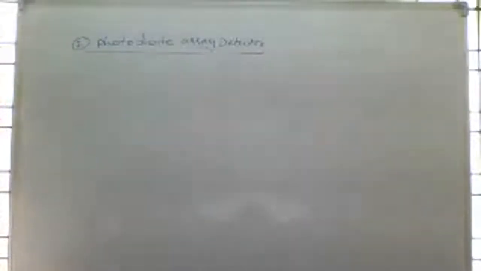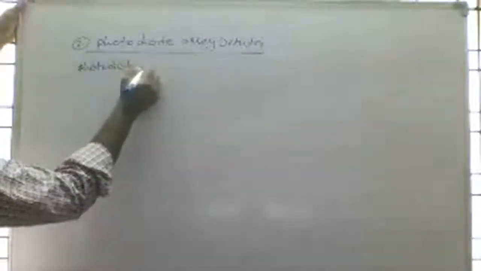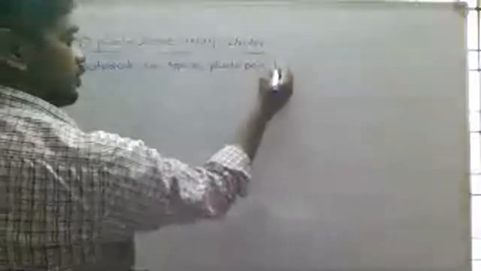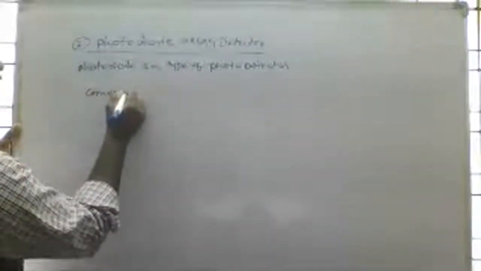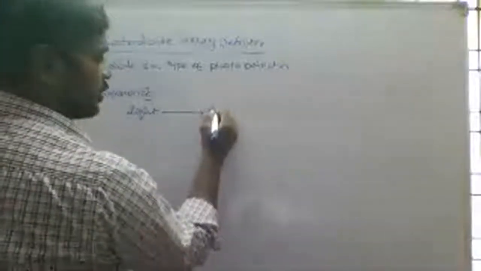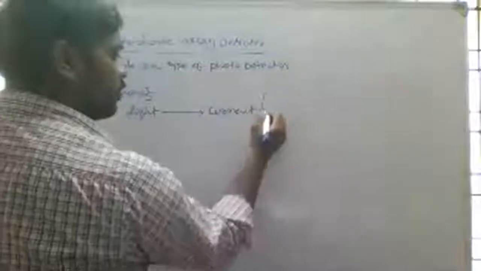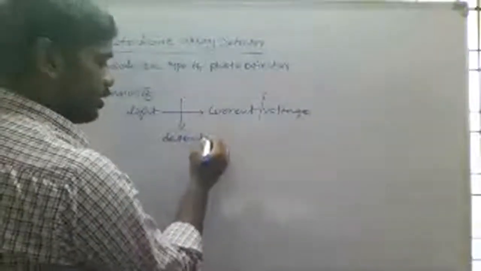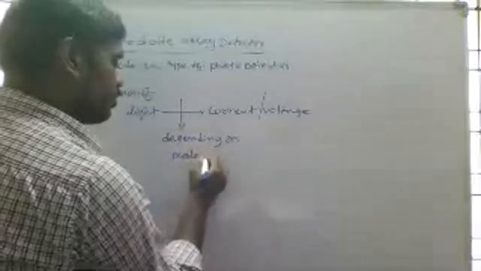Photodiode is a type of photodetector. Here there is conversion of light into current or voltage, depending on the mode of operation.